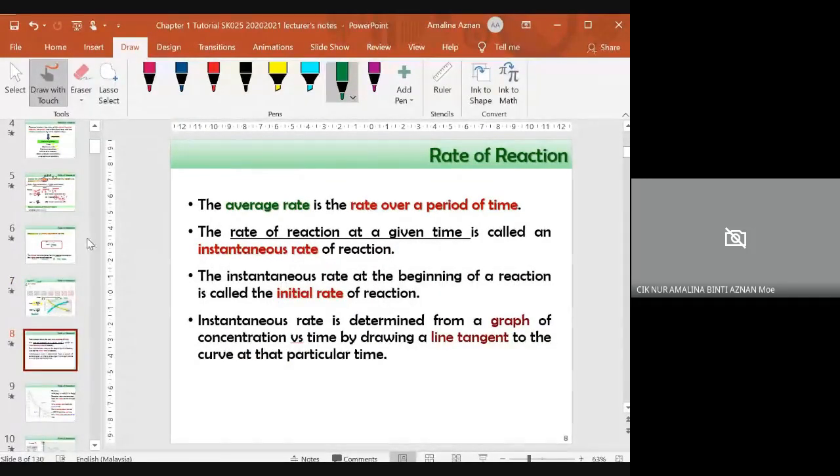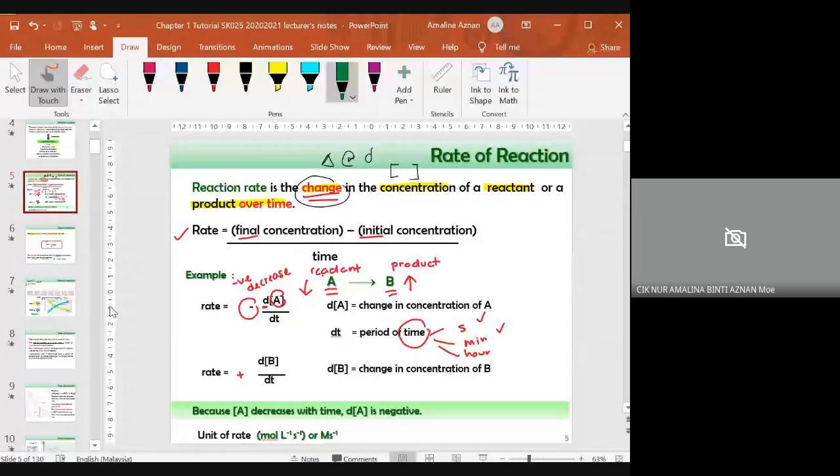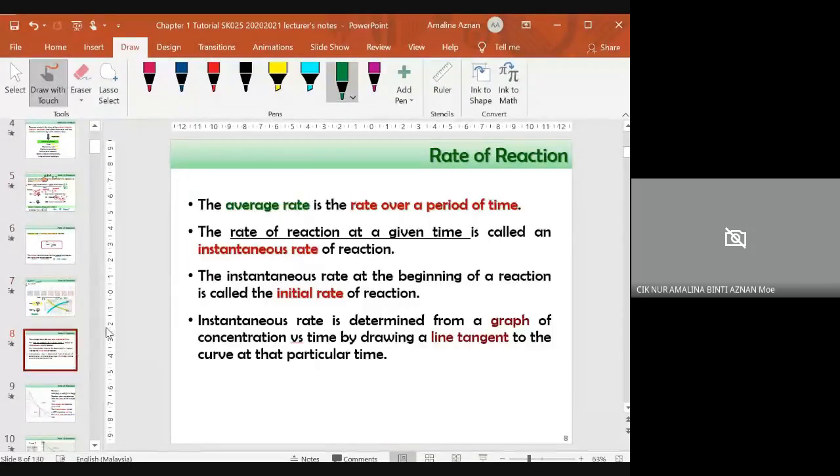Okay, so the unit earlier, is it done? Right, so the unit for rate is concentration per second. Okay, so you can see here, concentration, molar per second, or concentration over time. Okay, so this is from the formula, concentration over time. As I mentioned before, time can be second, minute and so on. Okay, if the question does not ask you to convert to seconds, there is no need to convert. Just leave it in minutes and so on. Okay, so we can proceed.